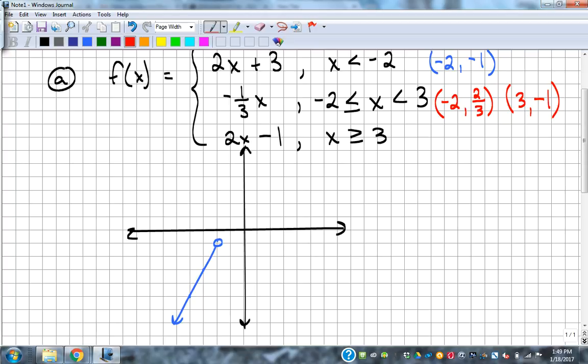Now, which one of those is not included? Why? Not an equal to mark on the 3. So we know this point is going to have an open circle on it. So I could go to 3, negative 1 and put an open circle right there. At 3, negative 1. At negative 2, 2/3, I'm going to put a what? Closed circle. Or just a dot. That'd be about right there.